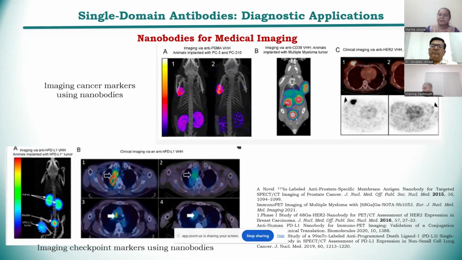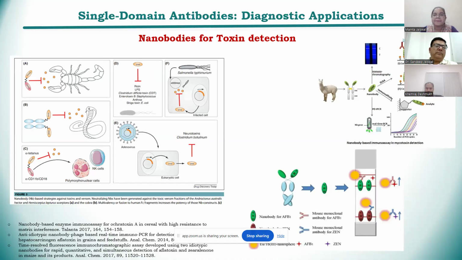Apart from visualization, many labs have developed nanobodies against various toxins. Some are foodborne toxins like alpha toxin and mycotoxins. On the right hand side, you will see that researchers have developed nanobodies against mycotoxin, and they can detect mycotoxin in various food contamination. Some labs have also developed alpha toxin nanobodies.